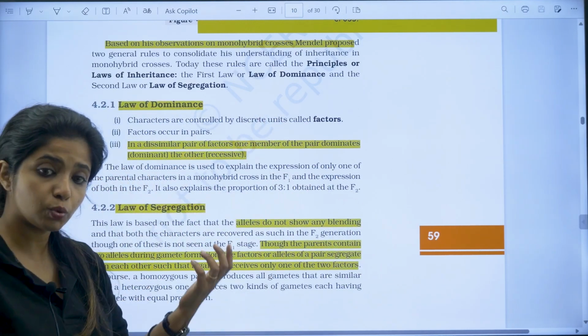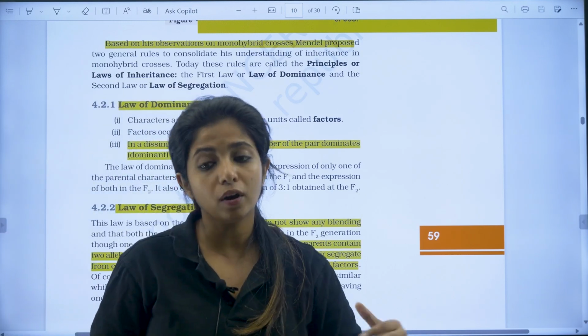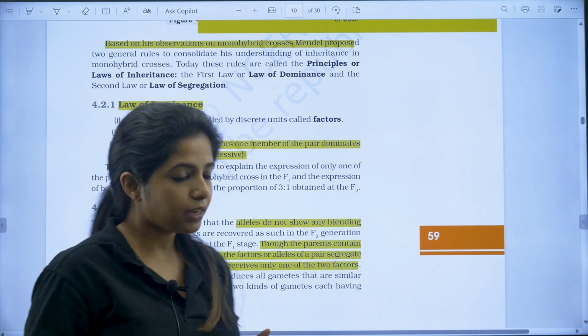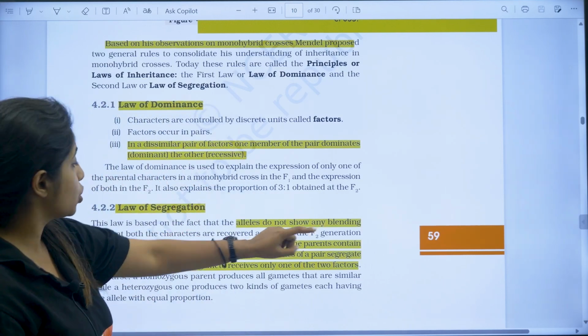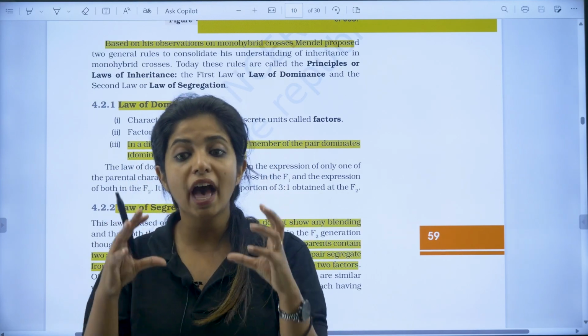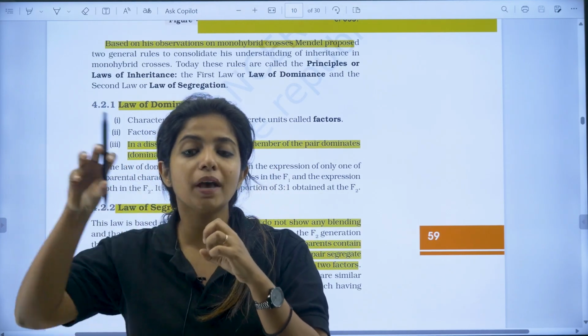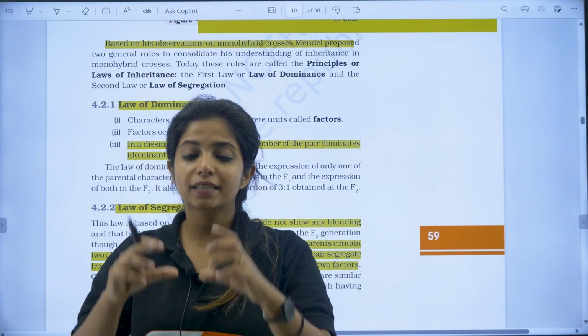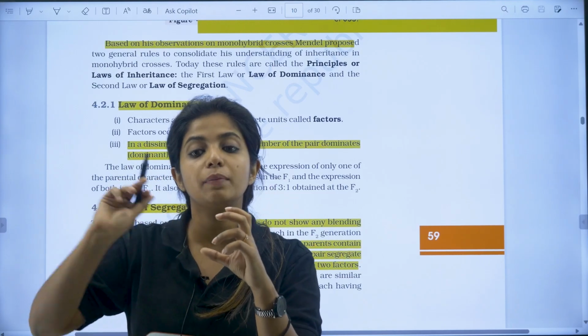That is law of dominance, which is why in F1 generation all of them were tall, because there was a capital T allele. Now law of segregation says that alleles do not show any blending. That is important. So what happens in law of segregation? Basically, if you have a pair of alleles, only one in a pair will be going into one gamete.